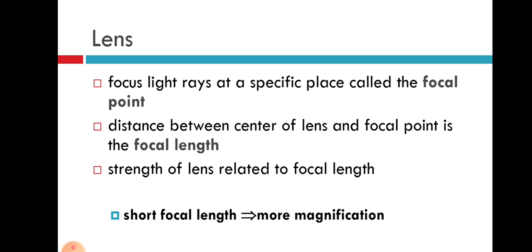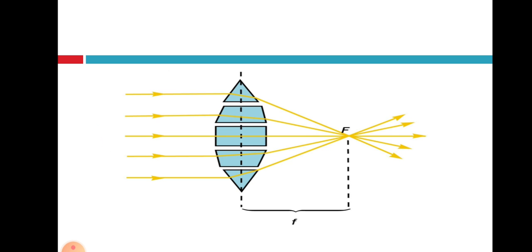A lens focuses light rays at a specific place called the focal point. The distance between the center of the lens and the focal point is known as the focal length. Strength of a lens is related to the focal length. Shorter focal length, more magnification. Here we can see a lens through which light is being passed and it is forming a focal point represented by capital F, and the focal length is represented by small f.